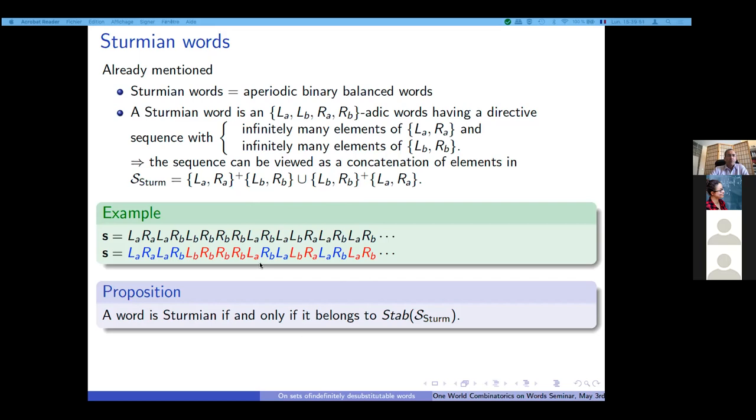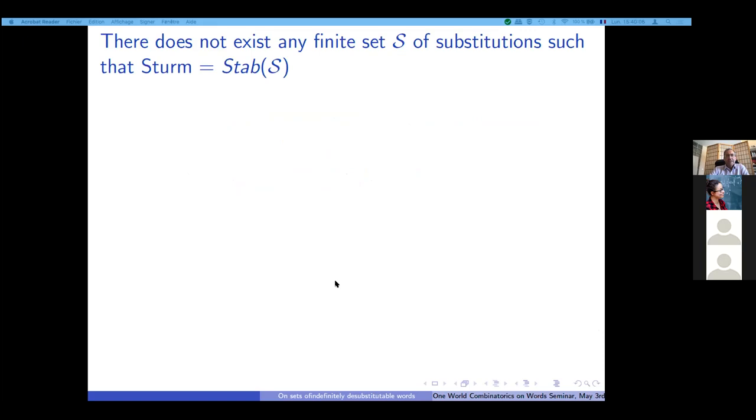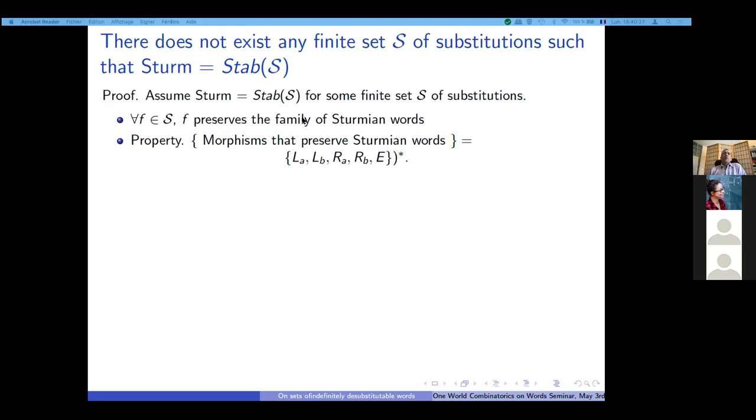So now the natural question is, we have characterized Sturmian words using an infinite set. Can we do the same job with a finite set? And the answer is no. There does not exist any finite set of substitutions such that the set of Sturmian words is a stable set over this set of substitutions. I will give you the scheme of the proof, just to show you another use of the fact that the elements of S must preserve the family of the stable set.